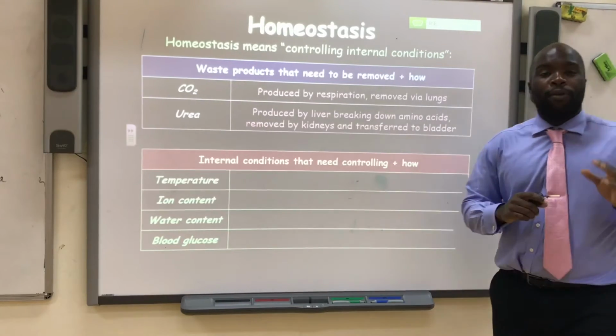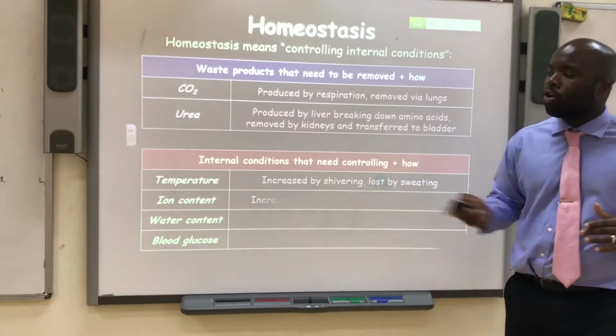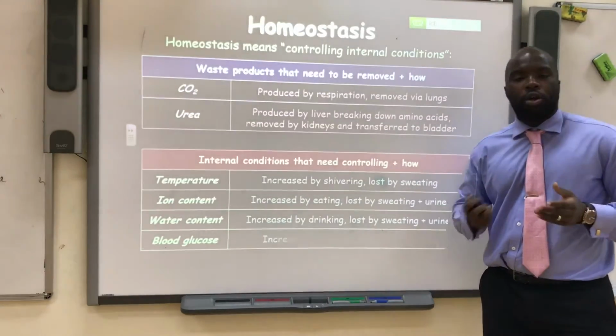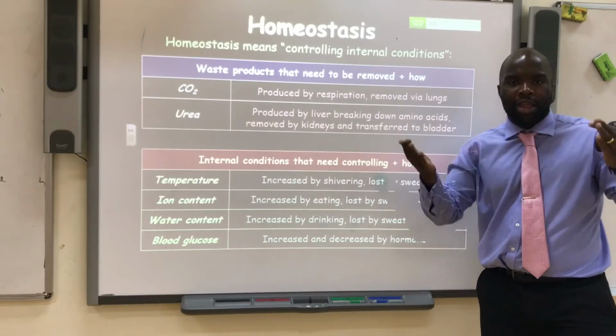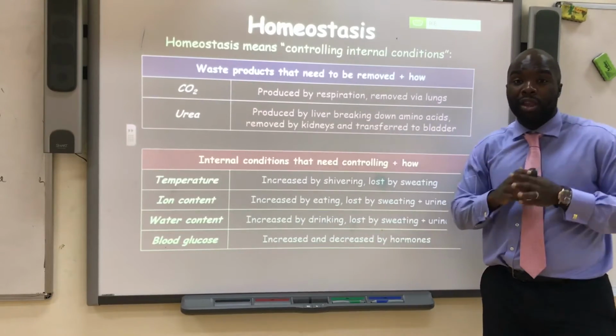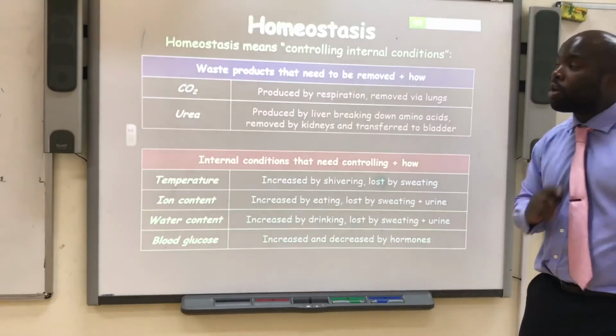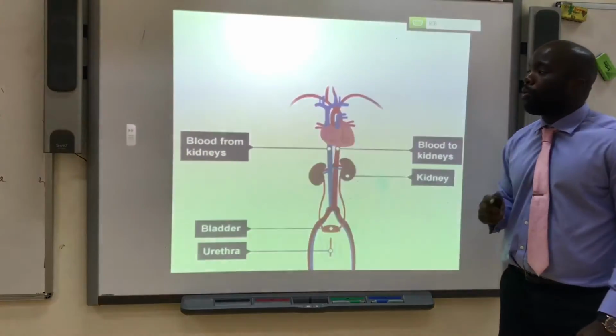Now, in our next couple of videos, we're going to look at how temperature, ion content, water and blood glucose levels are also controlled, all under the umbrella of homeostasis, keeping the body conditions constant. But today we're going to focus solely on the kidney function. So let's get right into it with the kidneys.